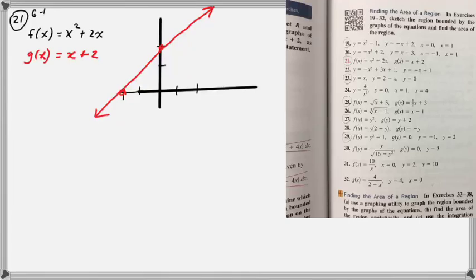This is 6-1, number 21. We want to find the area between two curves. We have a parabola, which I'm going to graph in black, and we have a line, x plus 2, that I just graphed in red.